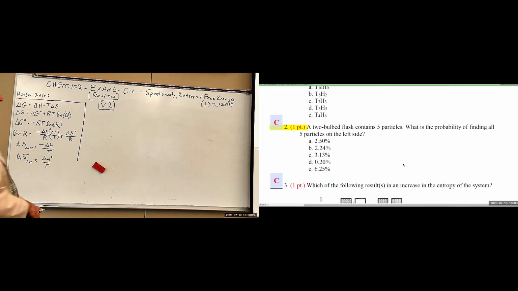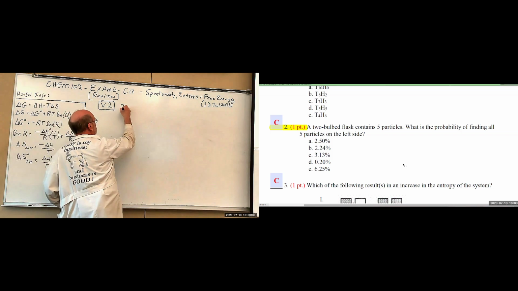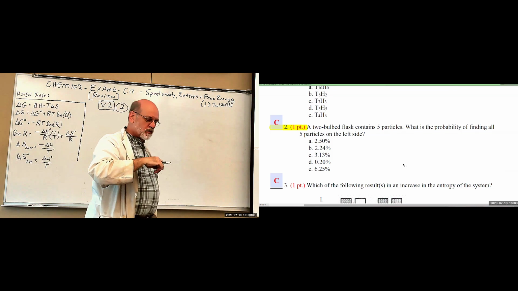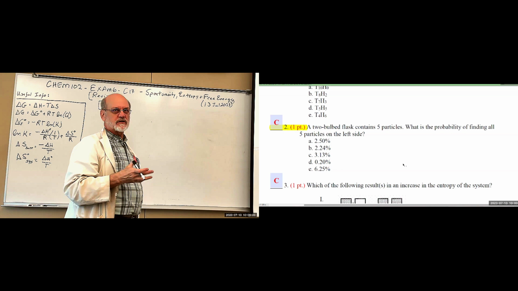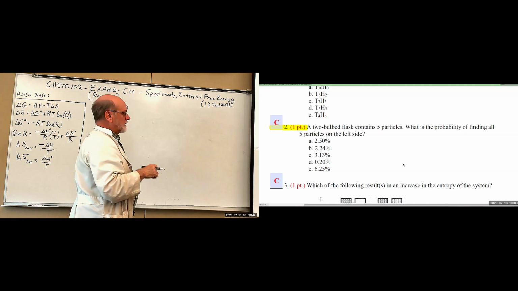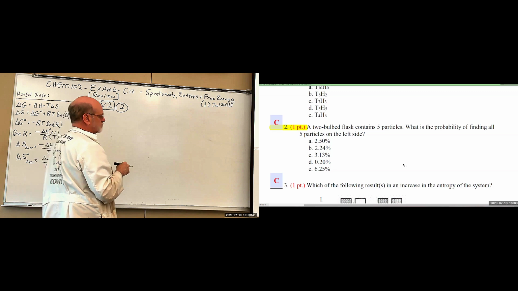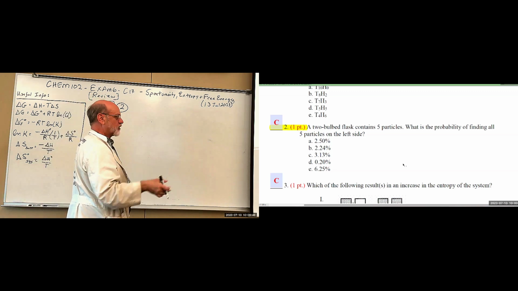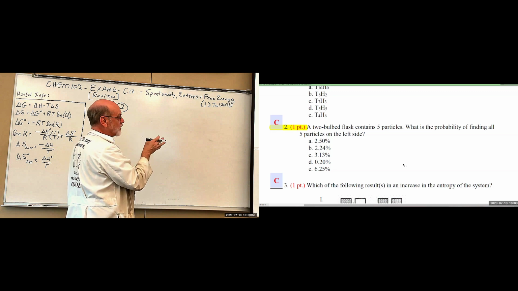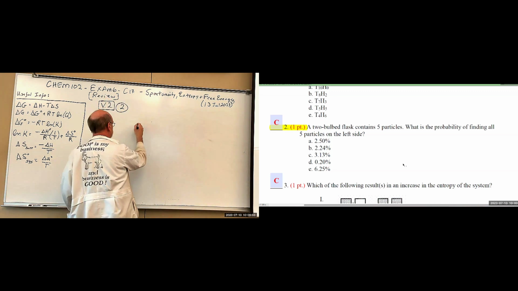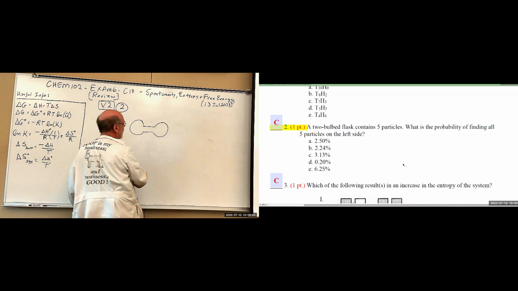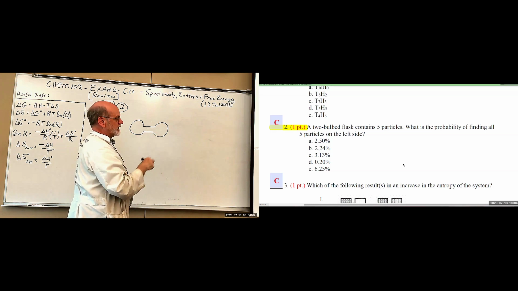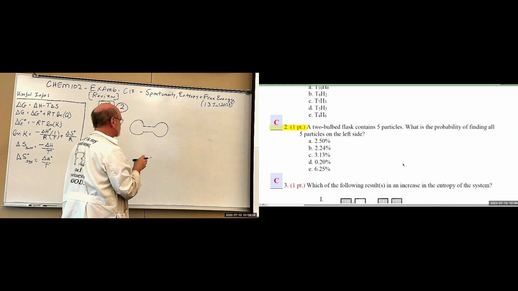All right. This problem, number 2, would be easier if you've had statistics or at least an introduction to probability. But I'm going to try to show it to you the long way first and then the short way. We have 2 bulb flasks containing 5 particles. We've got this one connected to another one. And there are 5 particles in there, A, B, C, D, and E. What's the probability of finding all 5 particles on the left side?